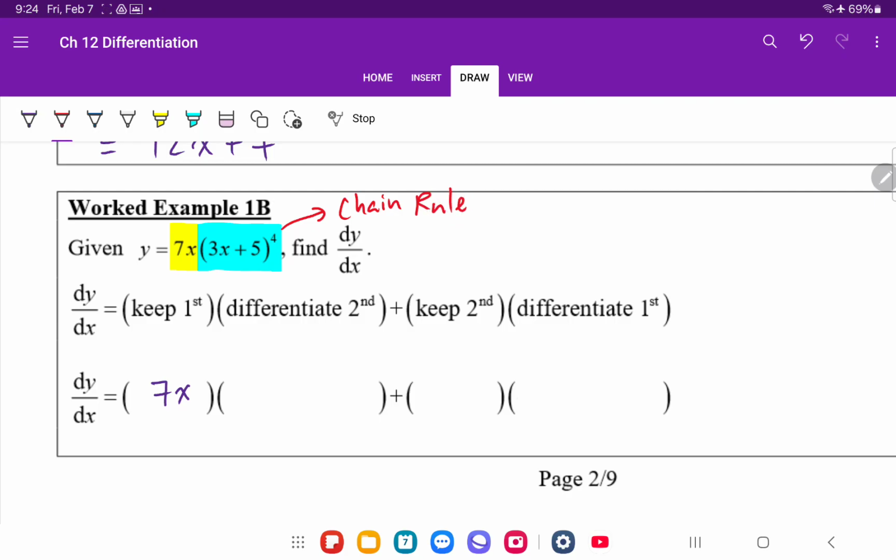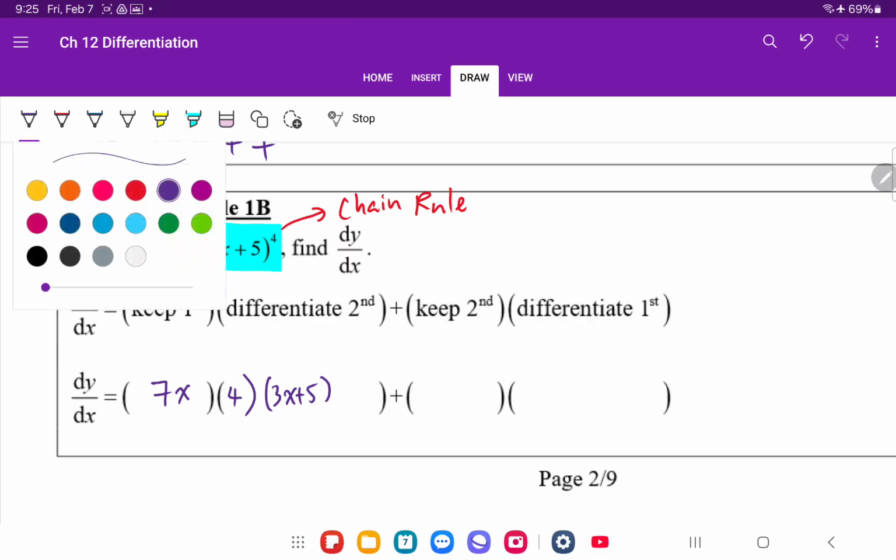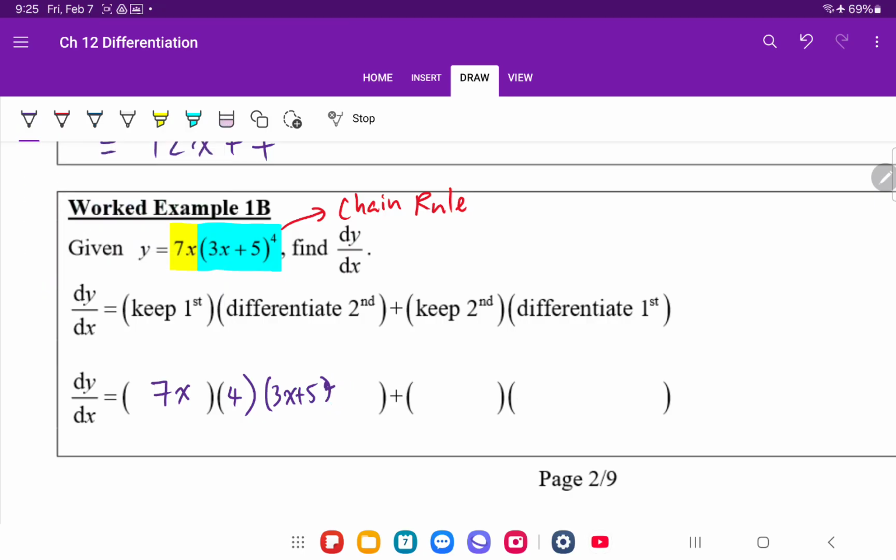So chain rule says the power 4 must come down, close the bracket, and then whatever was in the 3x plus 5, you leave it untouched, and the power 4, you must subtract 1. Now there is one more bracket at the back, that is if you go inside the 3x plus 5. If you differentiate this, you should see a 3 plus 0, which is just a 3.